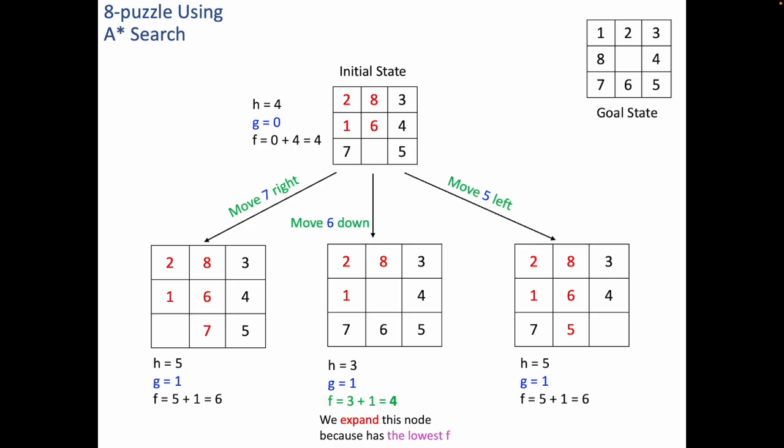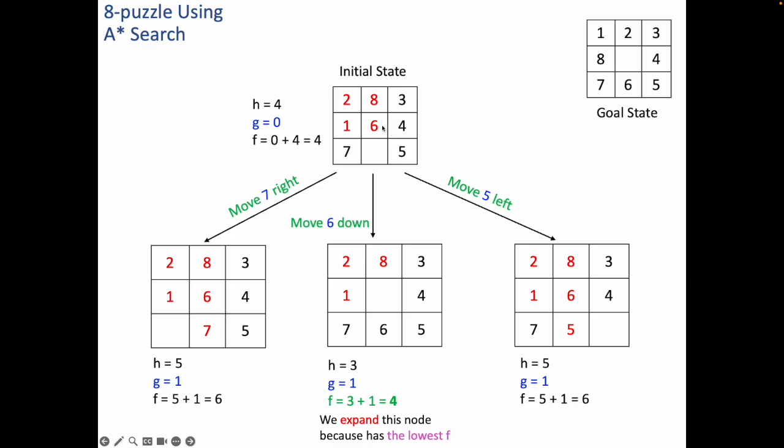Okay, so you do the same for all the tiles, and then you say, okay, from the initial state here, if you want to move the tiles, you have 3 directions, which gives you these 3 states. Now, if you move, for example, 7 to the right, you reach this state.